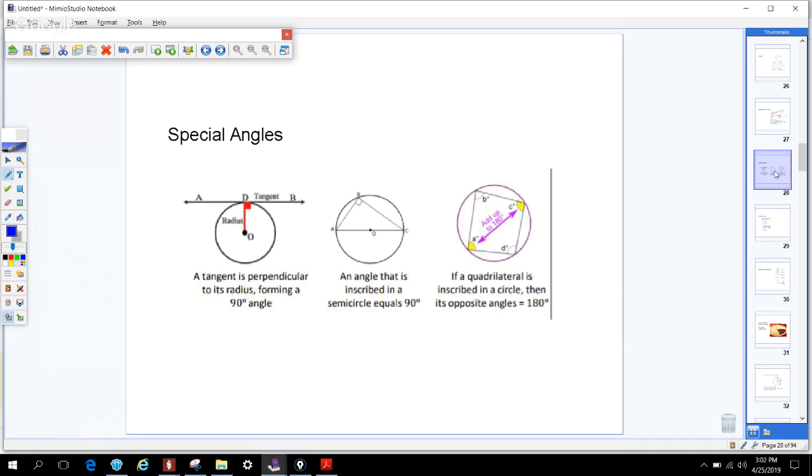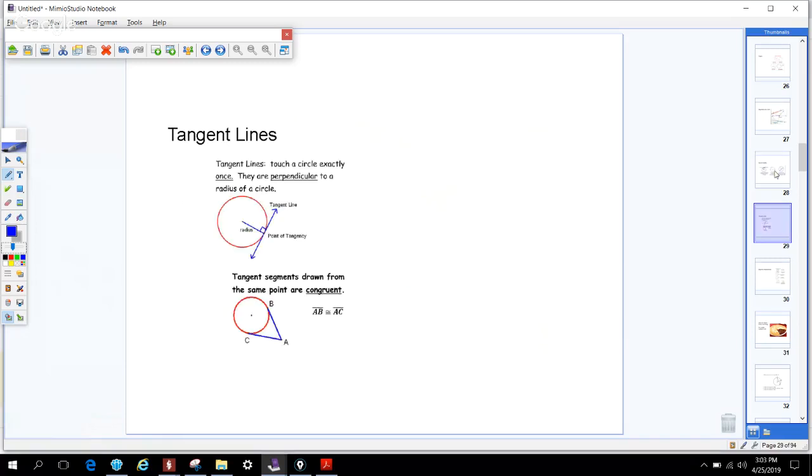3 things you need to know. The tangent will always intersect the radius and form a right angle. We're going to see where this is going to come up. An inscribed angle that touches the diameter is always equal to 90 degrees. You also have a quadrilateral. The opposite angles are supplementary.